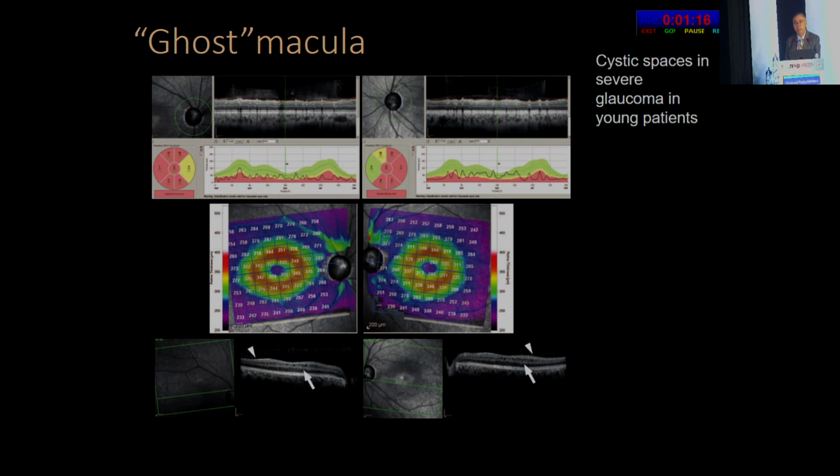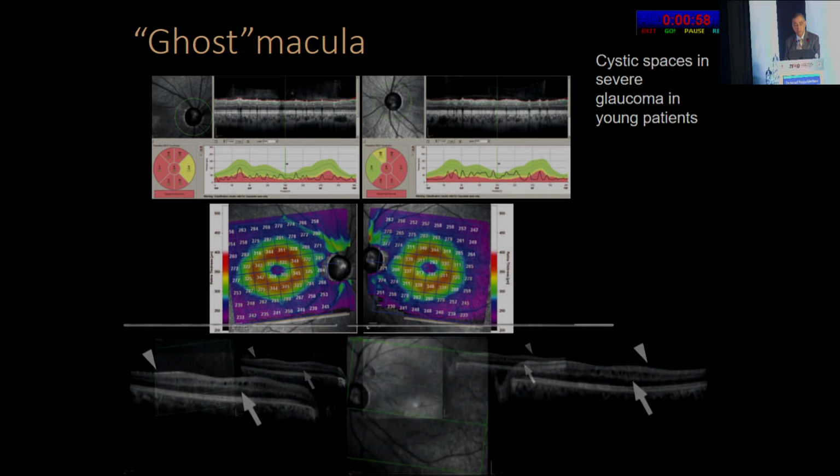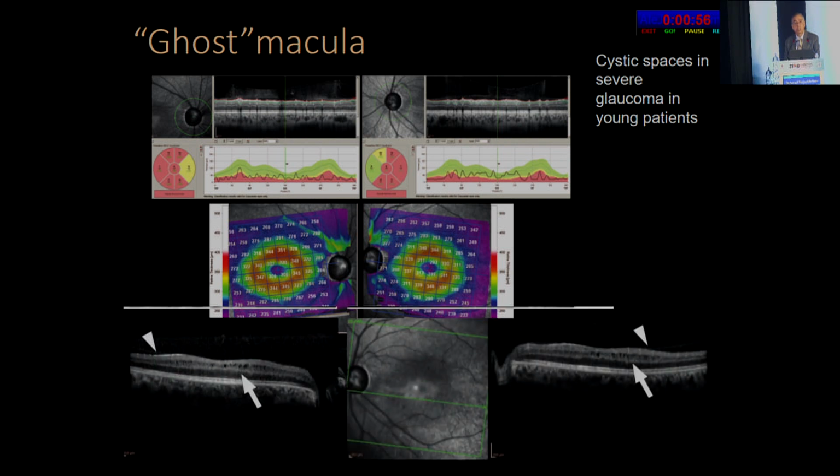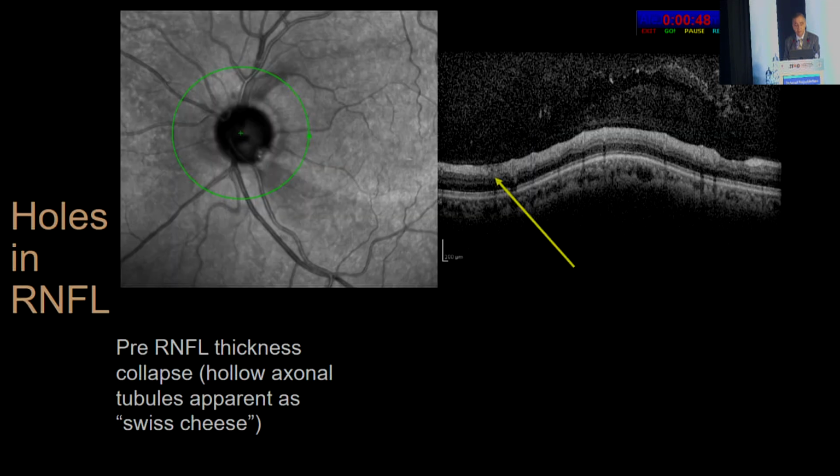So patients who have severe sudden loss of ganglion cells due to very high pressure, especially if they are young and the vitreous has not separated from the retina, the retina does not get to collapse. So the macular thickness appears to be normal, but it's not really normal. You can see these cysts. These are not CME. These are vertical cysts. That is possibly because the vitreous is not allowing the retina to relax.